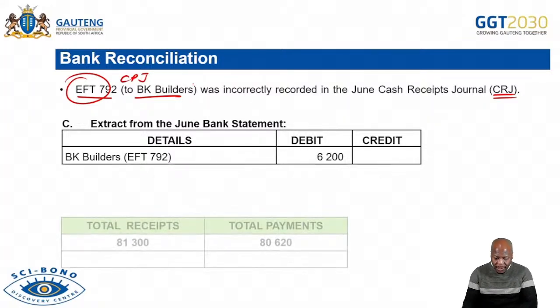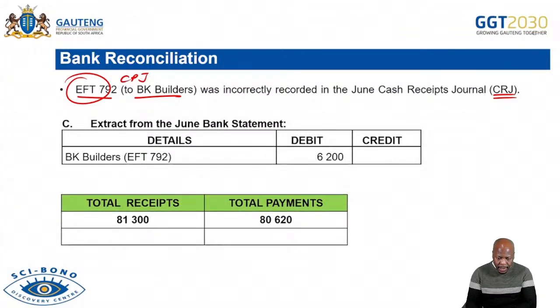So what it means is, I'm going to come here now. It's an EFT. EFTs must come to the CPJ. So we're going to bring it to the CPJ. And we're now going to say, how much was that? 6,200. So someone would come and say 6.2 plus 6.2. Someone would have just come and recorded the 12,400.